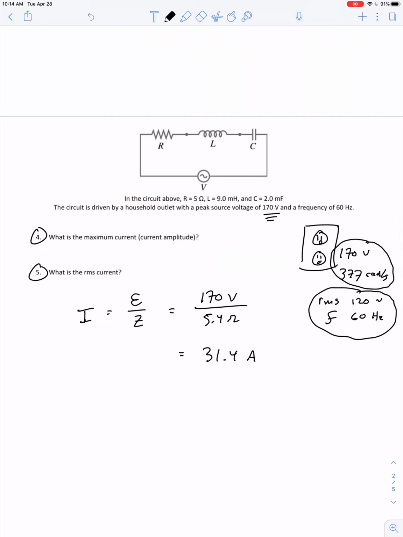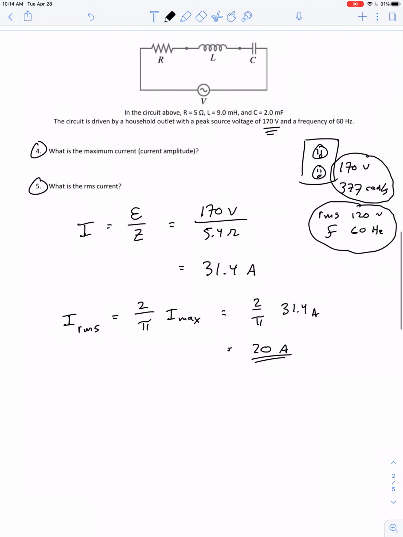Now the RMS value of any oscillating quantity is just found by taking 2 over pi multiplied by the maximum value. So if we do 2 over pi multiplied by 31.4, we get a value of 20 amps.